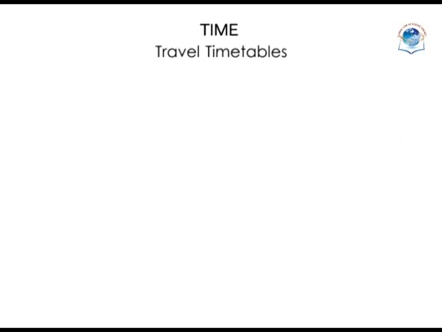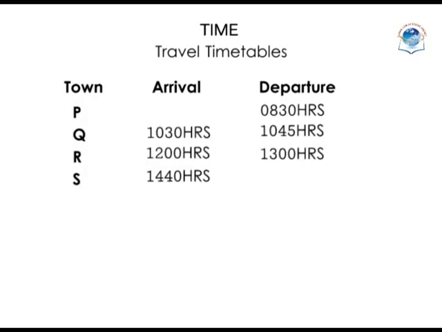Lastly, travel timetables. Travel timetables are often found at bus and train stations. They indicate the times of arrival and departure for the buses and trains. This is a sample travel timetable.